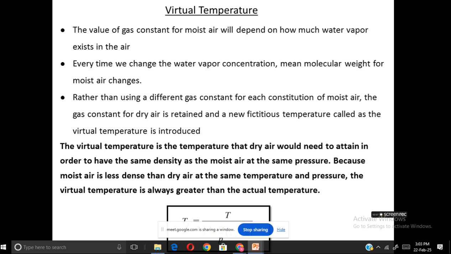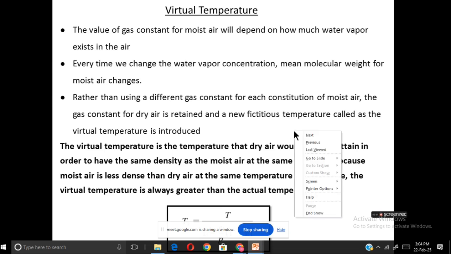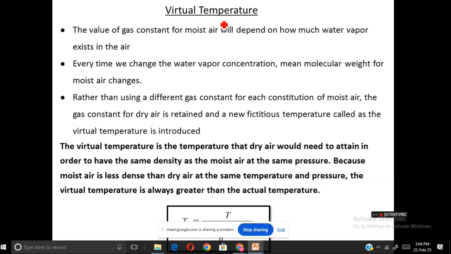As we discussed, the value of the gas constant Rm for moist air will depend on how much water vapor exists in the air. If you remember, we were discussing the specific gas constant for dry air, which is Rd, and the specific gas constant for water vapor, which is Rv. Rv is around 461, and Rd is around 287.